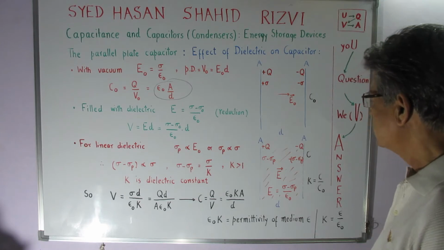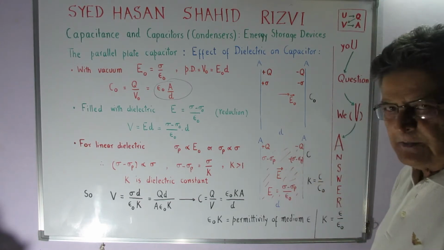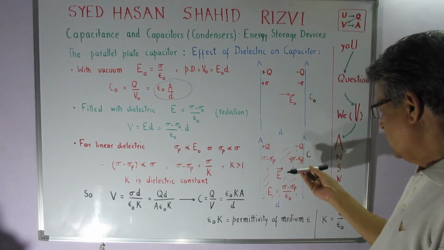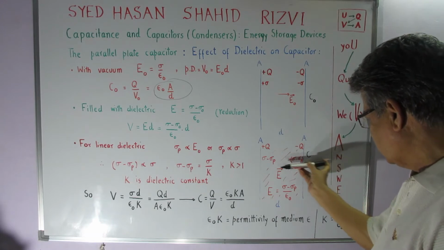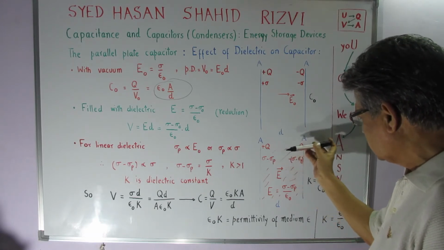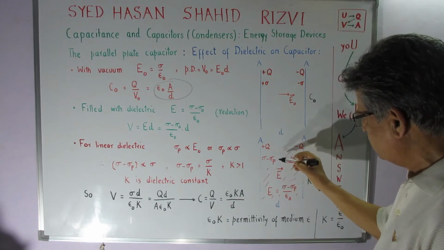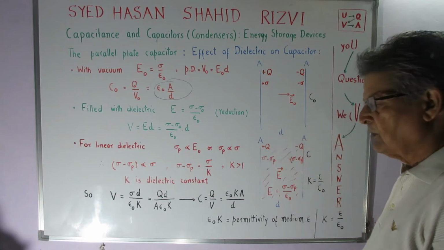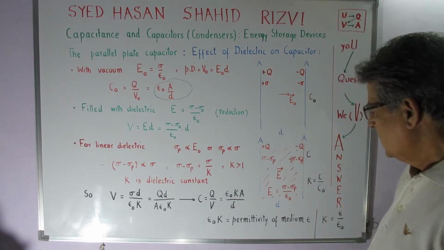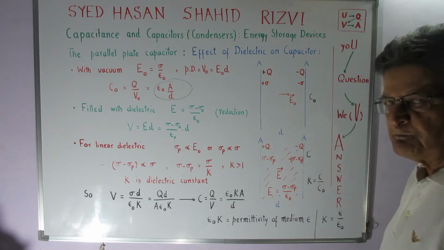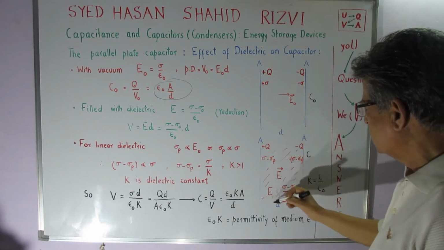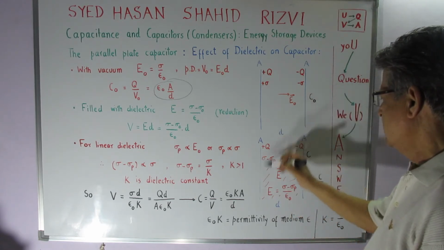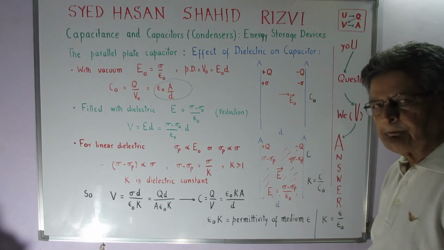I repeat. When this settles, the polarization is there. So there is an electric field due to polarization which goes in this direction, which reduces the value of E, and the charge density at the two plates reduces to sigma minus sigma P, and minus of sigma minus sigma P. So that the corresponding electric field becomes equal to sigma minus sigma P upon epsilon naught. The separation is the same and the area is the same.